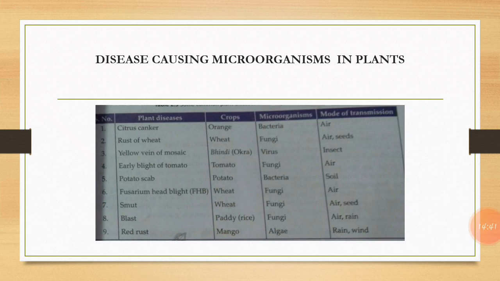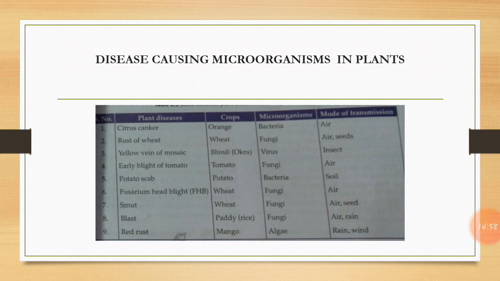So there are some more diseases like smut, blast and red rust disease that occur in different crops, and these are caused by microorganisms like bacteria, virus, fungi, algae. So these are the microorganisms that are responsible for causing certain types of diseases in plants.